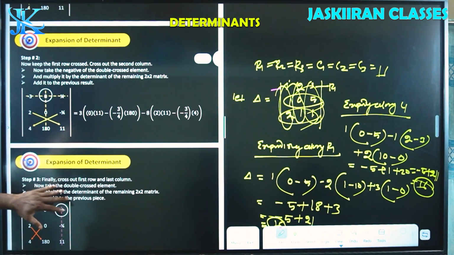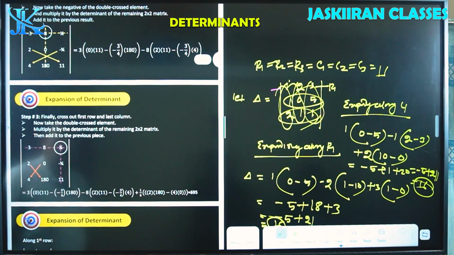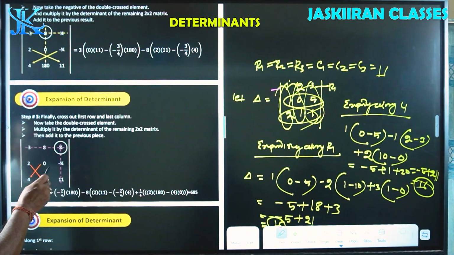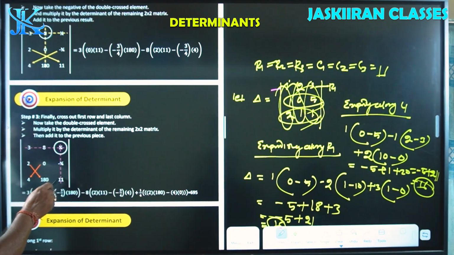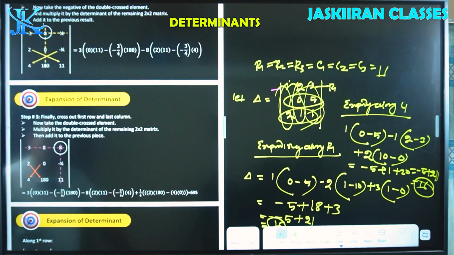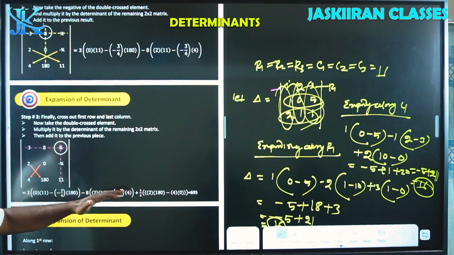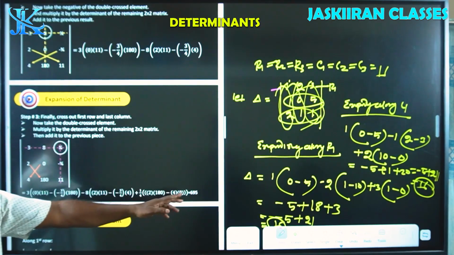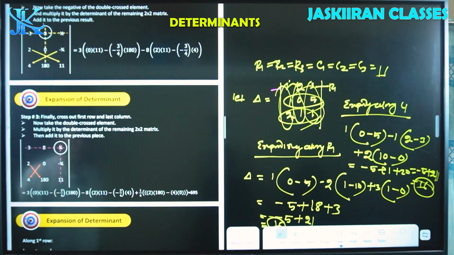Similarly, expanding the third element, that is 1 by 4, omitting the third column and first row, then we get 2, 0, 4, 118. That is the second order determinant. Then principal diagonal minus secondary diagonal, we get the result. That is for the first element, then the second element, and the third element, we get the result.